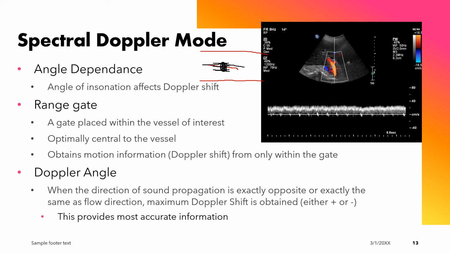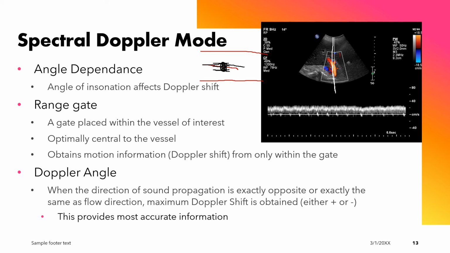Now, ideally, when sound, as you can kind of see in this particular image to your right, when sound is propagating exactly in line with the motion of the blood flow, you're going to get the maximum Doppler shift. So if I have blood coming straight at my sound wave, that's when I'm going to get the maximum positive Doppler shift. Whereas if I have blood flowing directly away from my sound wave, that's when I'm going to have the maximum negative Doppler shift. So 0 degrees is a really good angle to take your spectral Doppler information with, because it gives you that optimal Doppler shift.